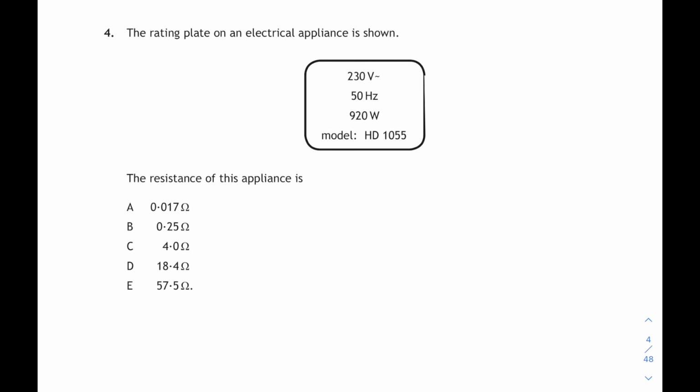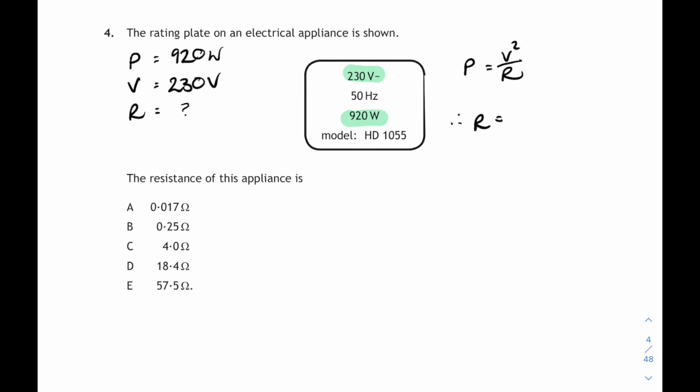Question 4, this is power. The rating plate on an electrical appliance is shown. We've got some useful numbers here. We've got 230 volts, 920 watts. We don't need the frequency of the supply, but we have to work out the resistance of the appliance. So let's write down what we've got. We've got P, we've got V, and we need to calculate R. The power equation we're going to use is P is V squared over R. Rearrange it and sub in for the 230, don't forget to square it, divided by the power, 920. And if you do that on your calculator, you'll get an answer of 57.5 ohms. That corresponds to answer E.